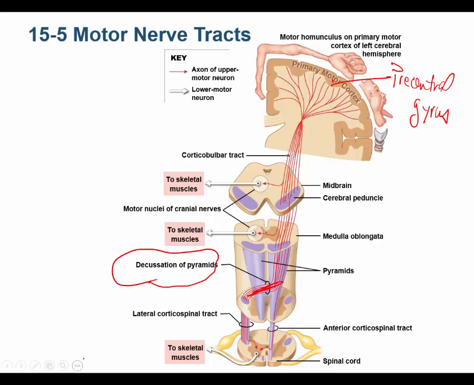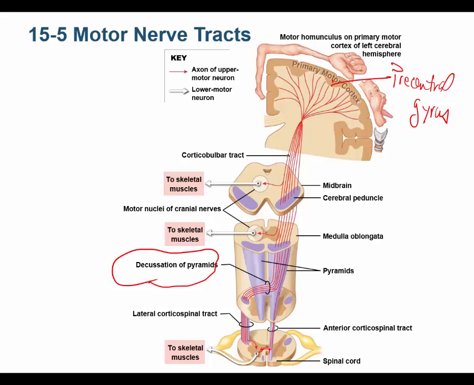Now, if I were to say to you, do they all decussate at the pyramids? The answer is no. Look at this one. This one stays ipsilateral for a while and then decussates later. So not 100% of them decussate in the medulla oblongata, but many of them do. All right, so here's the decussation of the pyramids. They decussate, they come across, and they travel down through.